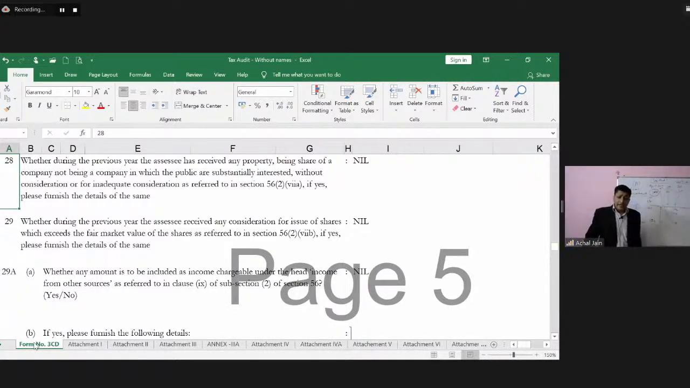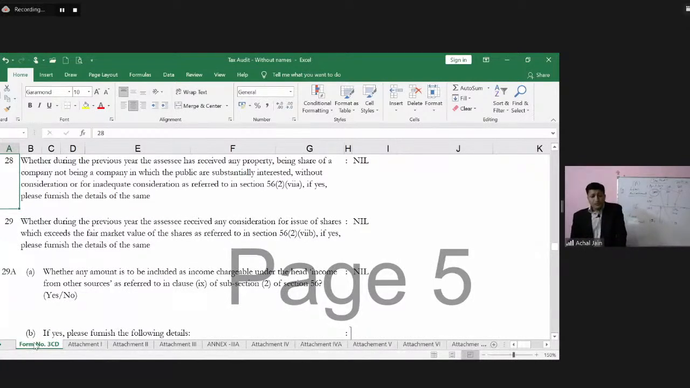Moving on to clause number 29, 29A, 29B, all of these. Whether during the previous year the assessee received any consideration for issue of shares. So the assessee has issued shares and received an amount for this. And this amount which the assessee has received exceeds the fair market value of shares. Once again, it's a similar type of thing. In 28, the assessee was receiving the shares. Now he is issuing the shares and receiving the cash.